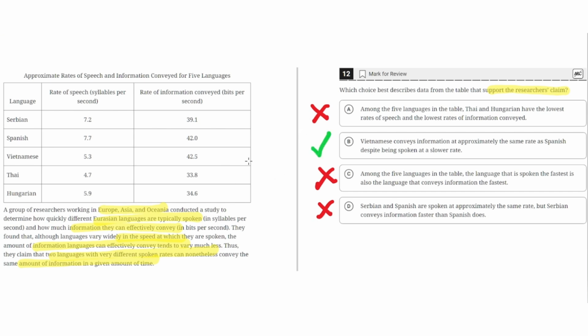So overall, these questions can be confusing because they're rather long and they have a lot of information in them, but if you take it slowly and properly analyze each answer choice to see whether it's correct or not, then they aren't that hard.